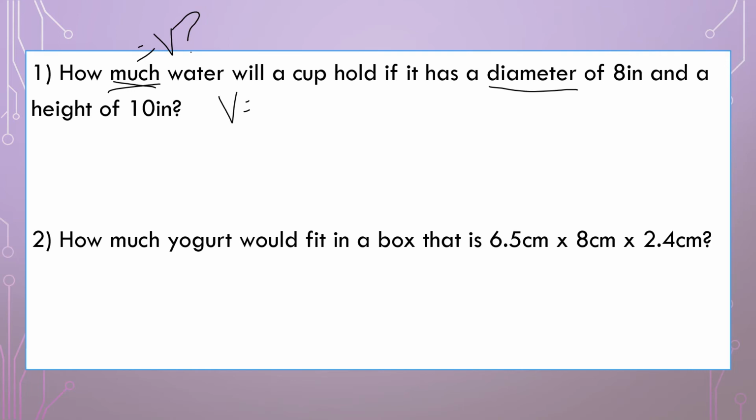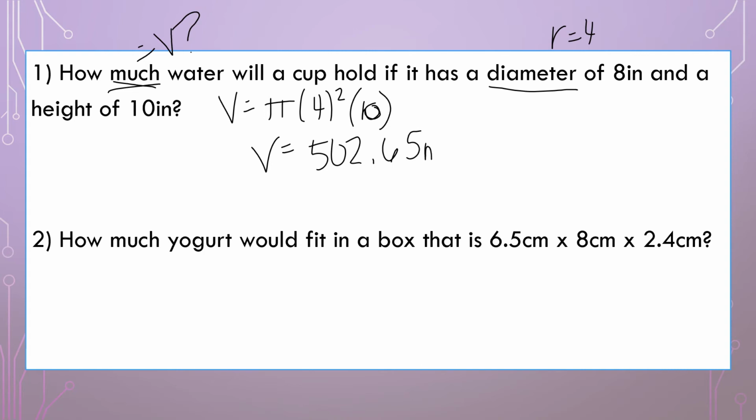Okay, so volume is pi times r squared times the height. Because the diameter is 8 inches, the radius has to be 4. So pi times r squared times the height of 10. Plug that all in your calculator. Make sure that you use parentheses, and you get 502.65 inches cubed. Again, if you want to draw a picture, you can. When you deal with a little bit harder of a problem, you might want to draw a picture, but this one you probably wouldn't have to.